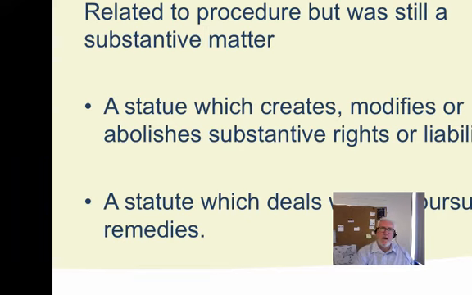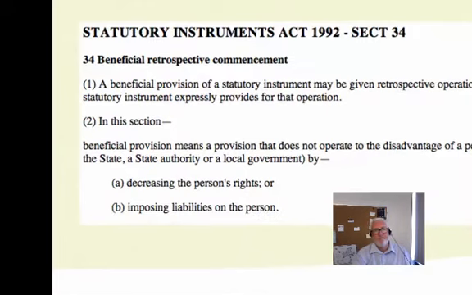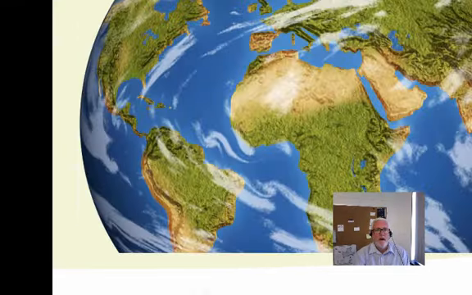Statutes which just deal with how you bring your action to court are not subject to this presumption, and they do apply. There's some legislation on it. Here's the Queensland version, the Statutory Instruments Act, that says if something's a beneficial provision, it can be given retrospective operation. All the Parliament has to do is say so.